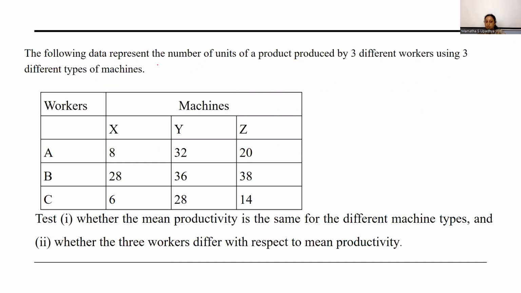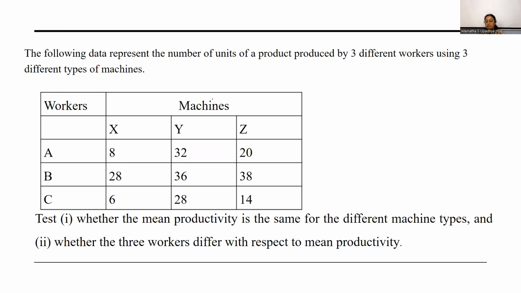Here, the following data represent the number of units of a product produced by three different workers using three different types of machines. So here three different machines are X, Y, and Z, and the workers are A, B, and C. The problem asks whether the mean productivity is the same for the different machine types and whether the three workers differ with respect to mean productivity. So it's a two-factor test.